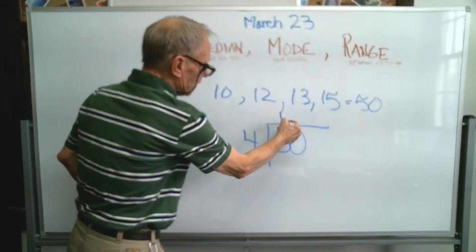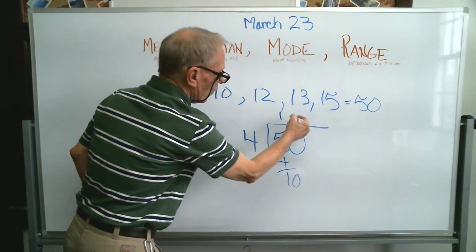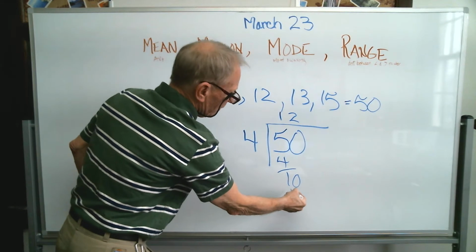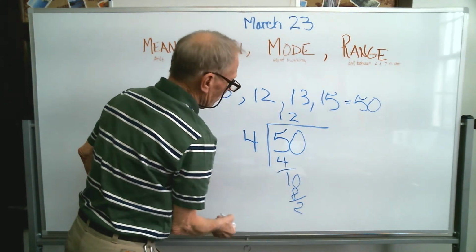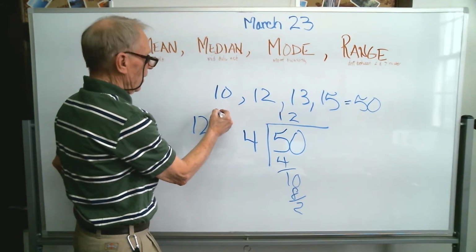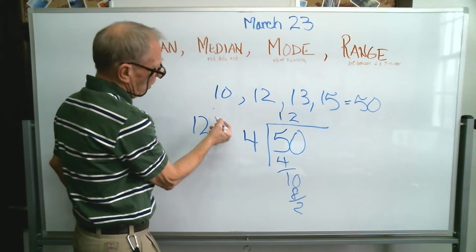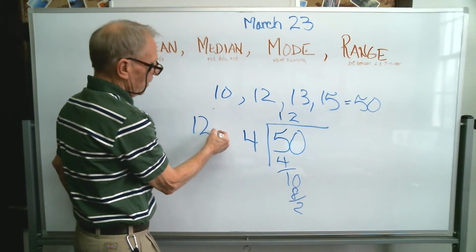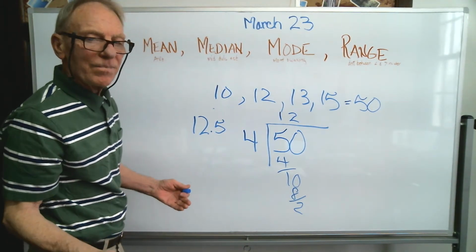So we know it goes in there once. It'll go in there twice. It gives us a remainder of 2. So 12 and 2/4 or 1/2, 12.5 would be the average.